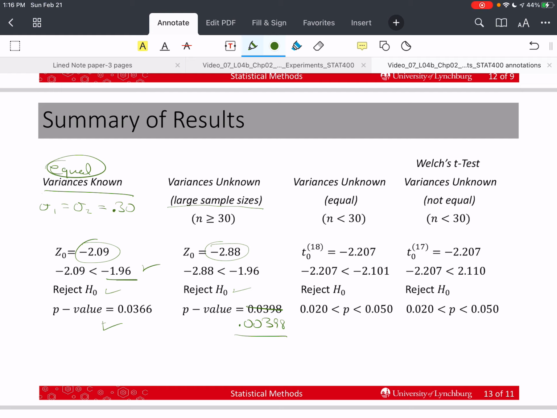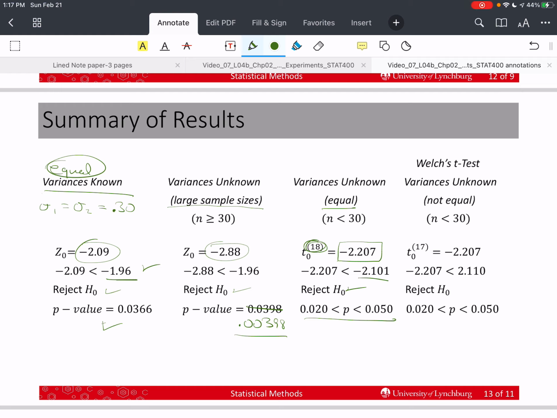Okay. All right. So variance is unknown but equal. In this case, we would have had to have performed a test for equality of variances and said that we're comfortable that they were equal. And then our degrees of freedom are n1 plus n2 minus 2, which is 18. And we obtain the test statistic of negative 2.207. The critical value with degrees of freedom of 18 is negative 2.101. Again, we reject, and our p-value we said was somewhere between 0.02 and 0.05. Okay.